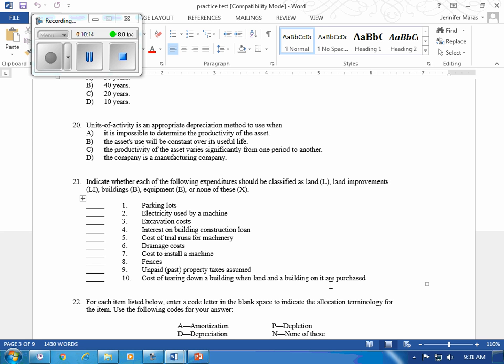Interest on a building construction loan. B. Cost of trial runs for machinery. E. Drainage costs. I really could argue L or LI on that one. You have to have certain drainage for parking lots. There's a name for it. My highway making husband would know.